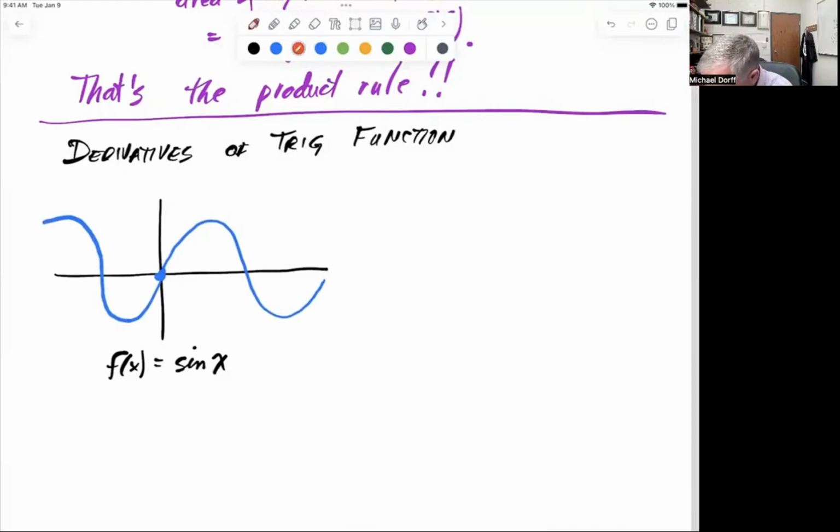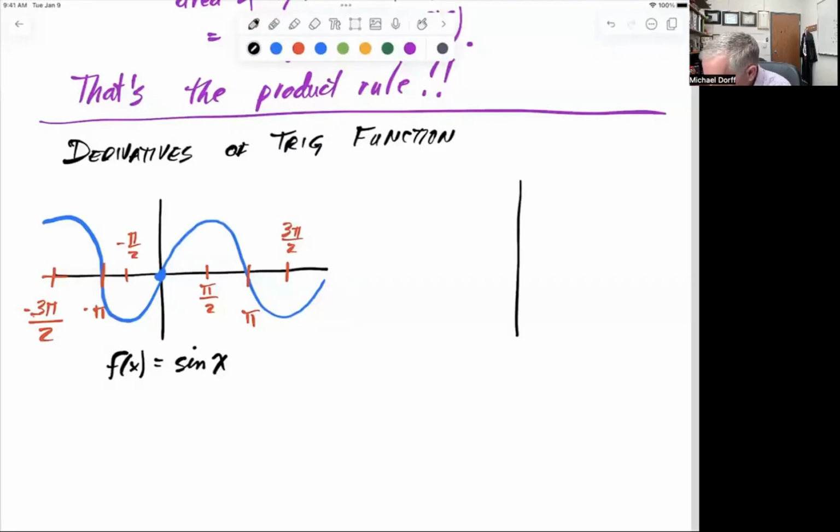And here I've got at the top, it's pi over 2. Here it's negative pi over 2. And it crosses here at pi and at negative pi. And then also here we have 3 pi over 2, and likewise negative 3 pi over 2. All right, so again, we can think of the derivative.